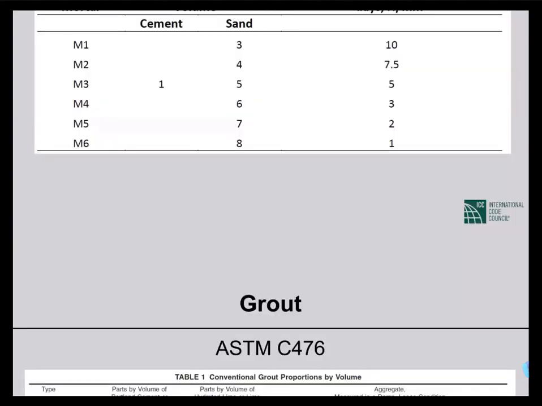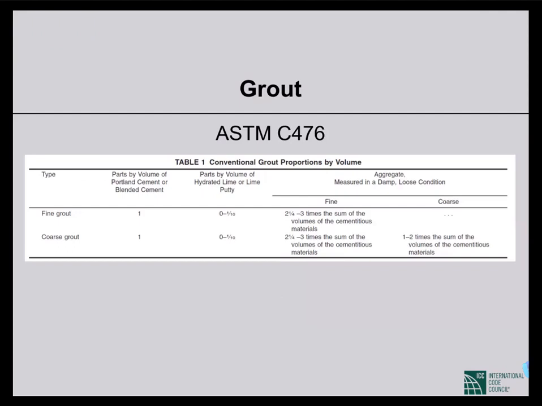Now grout to fill the cells of hollow blocks. There can be 2 types of grouts. One is fine grout and another is coarse grout. In fine grout, we don't use any coarse aggregate. In coarse grout, we use fine aggregate and coarse aggregate too. The cement to sand ratio for fine grout is usually 1:3 or like that. And for coarse grout it is 1:5, where 2 parts of the 5 parts are coarse and 3 parts among 5 are fine.